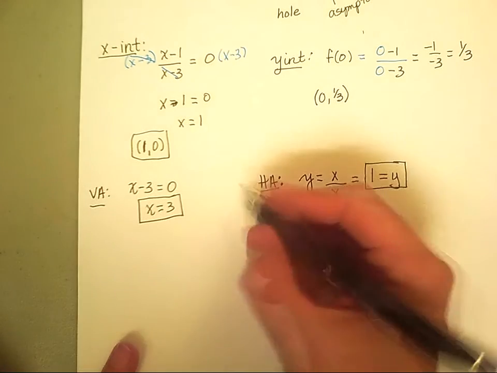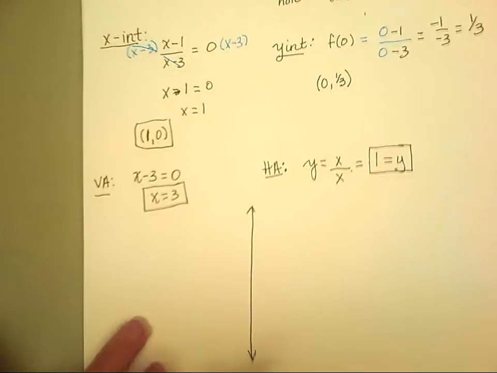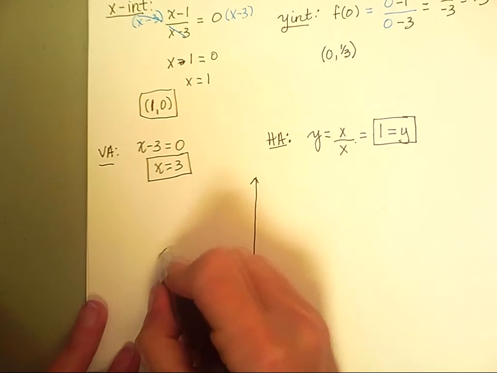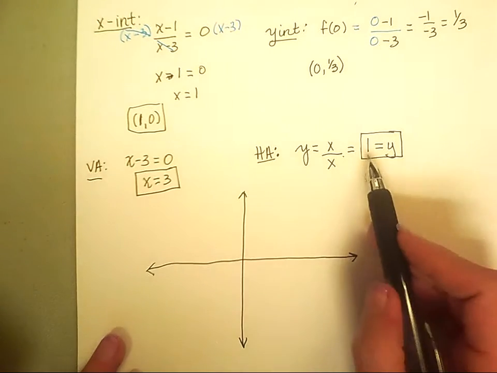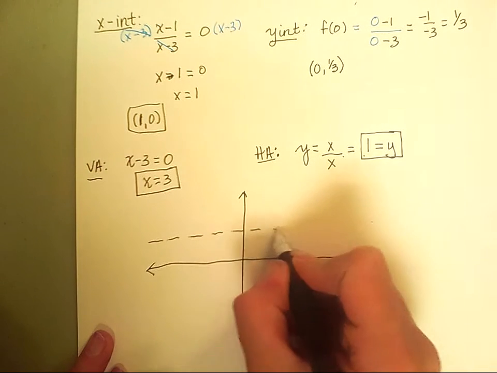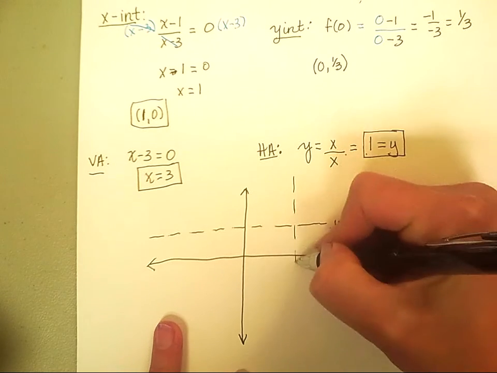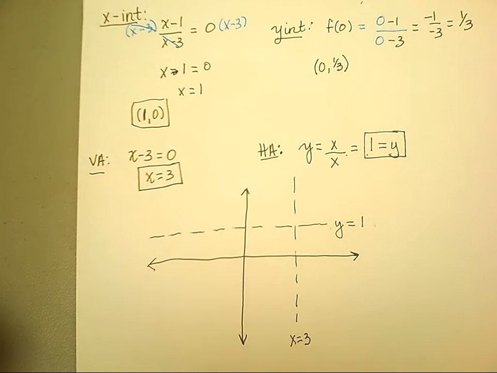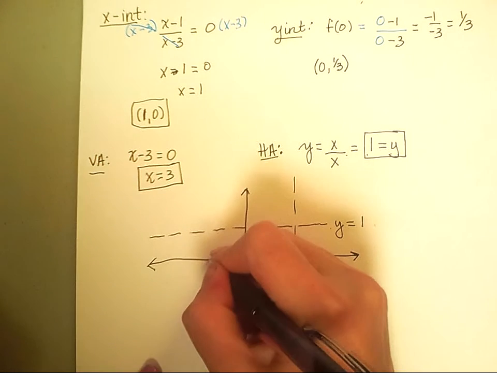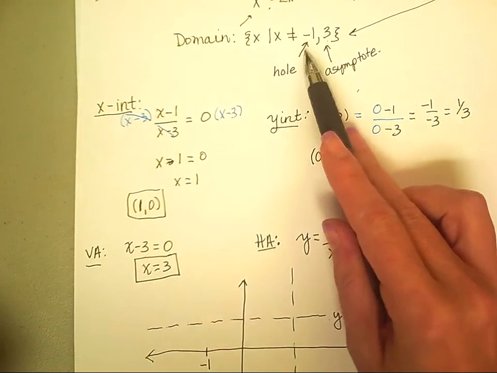1. Okay. Now let's try and put all this together and see what we're actually looking at. So here's our axes. We get a horizontal asymptote at y equals 1. Okay. Remember to label these with equations. And we have a vertical asymptote at x is equal to 3. Okay. And then we have this problem in the domain also at negative 1. Okay. Remember, negative 1 cannot be in this domain.